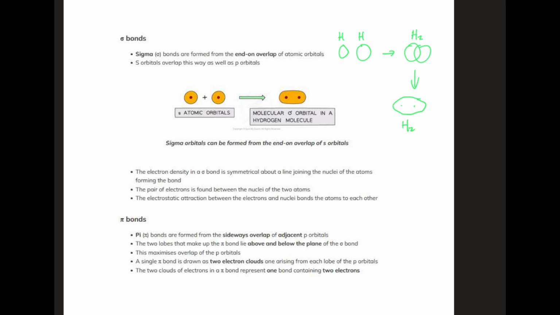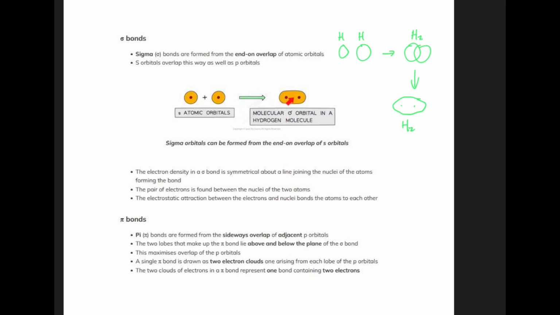Okay, so let's see here. The electron density in a sigma bond is symmetrical about a line joining the nuclei of the atoms forming the bond. Meaning that the electron density is the same everywhere around here. The orange color region is where the electrons are free to move. The pair of electrons is found between the nuclei of the two atoms.